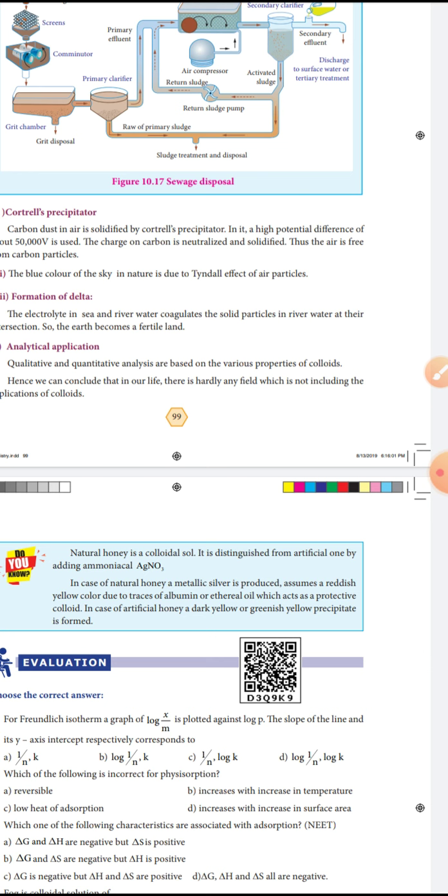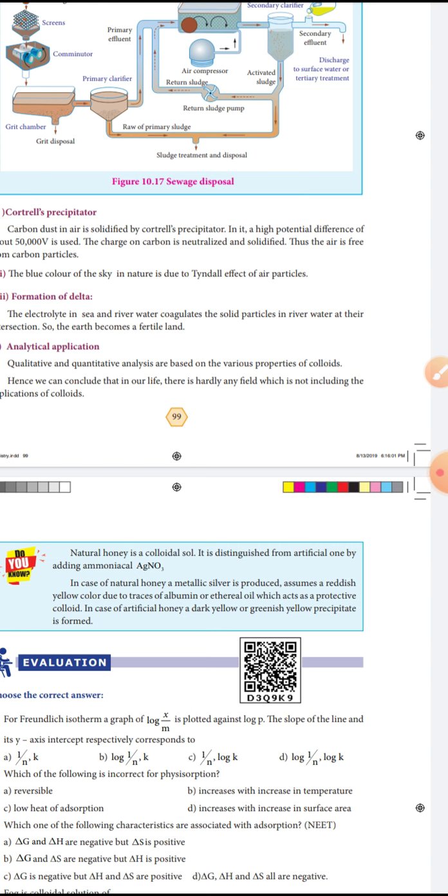Next, the blue color of the sky in nature is due to the Tyndall effect of air particles. Already we studied the Tyndall effect. The next one, formation of delta. The electrolyte in sea and river water coagulates the solid particles in river water at their intersection, so the earth becomes fertile land. Electrolyte means the sea water having salt coagulates the solid particles in river water at their intersection, so the earth becomes fertile land.